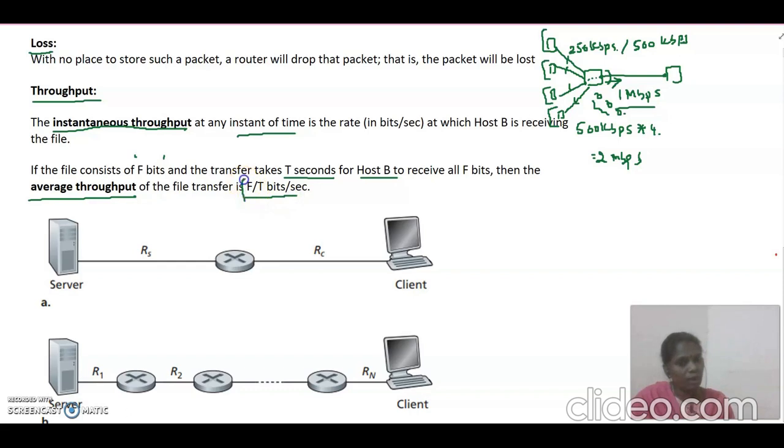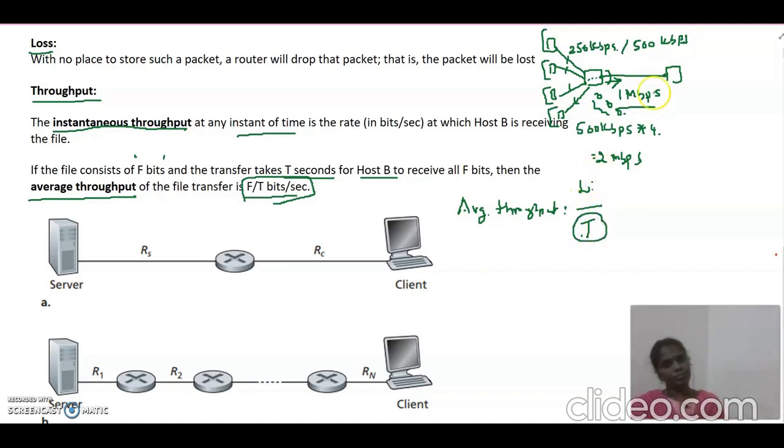So most of the time average throughput matters. How will you find out average throughput? The average throughput is based on two metrics. What are they? The length of the data divided by the time required to transmit the data to the destination. So this is the transmission time and this is the length of the data. Throughput is also an important metric to analyze the network structure.